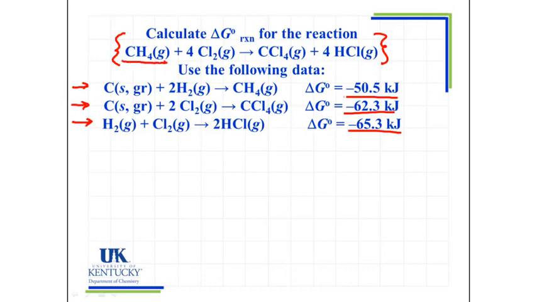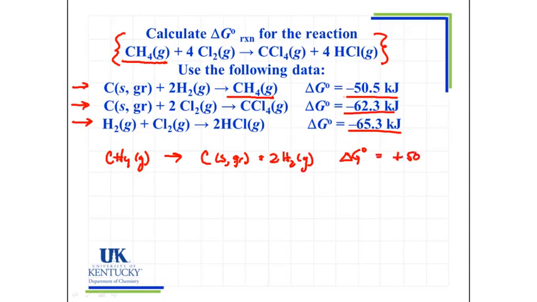We need CH4 gas on the left-hand side of the equation. This has CH4 gas, but it's on the right-hand side. So I'm going to reverse this reaction, and that would be CH4 gas producing carbon solid, which is graphite, plus 2 H2 gas. If you reverse the reaction, you would change the sign of the delta G. It would be a positive 50.5 kilojoules. Okay, so we have the first piece in place.